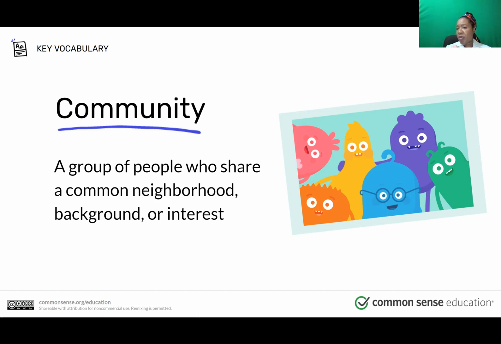And it's the same thing with you. So for those of you who love to play the Kahoot games and the challenges with me, that's another community. Our little community in Google Classroom, as we learn together as a class, that's a community. Learning together as a school family, that's another community. For those of you who go to church, that's yet another community, because a community is a group of people who share a common neighborhood, background, or interest.